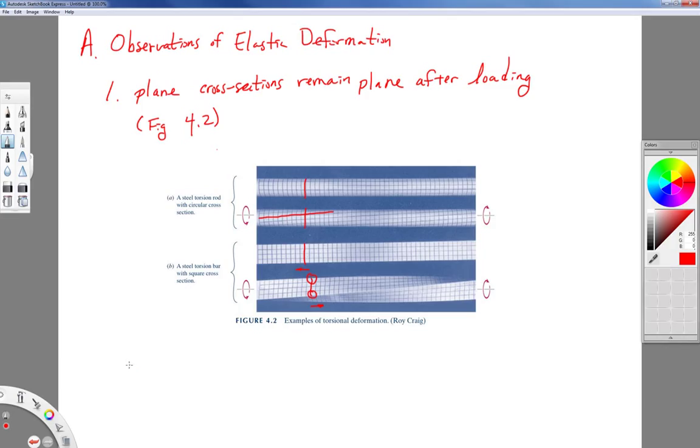Okay, so let me just write down a couple notes. These things stay flat. No warping and no tilting. And this is for circular cross-section bars.